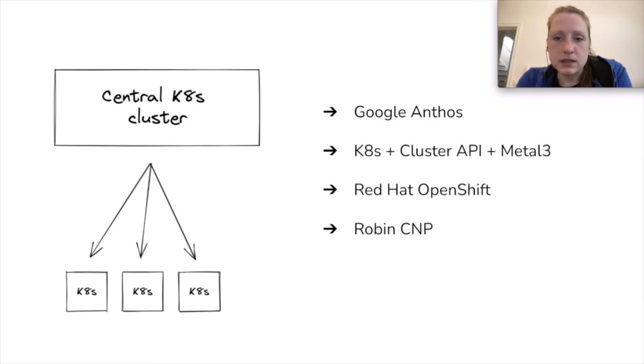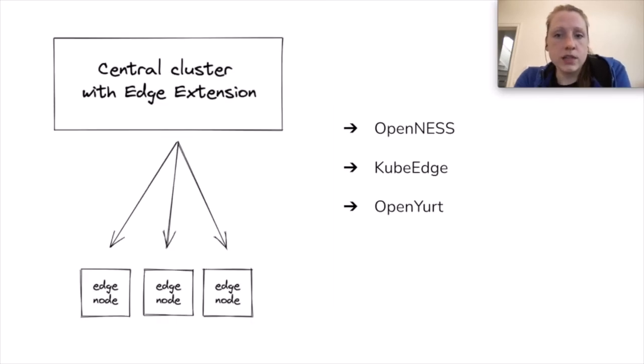A DIY method would be running Kubernetes with Cluster API and Metal3 to make sure you're provisioning the bare metal hosts and then adding clusters on top of that. For the edge extension, we have options like OpenNESS, KubeEdge, and OpenYurt. And the latter two are trying to have a smaller footprint for the edge nodes, and OpenNESS mostly adds functionality to vanilla Kubernetes on top, so additional resources are needed.